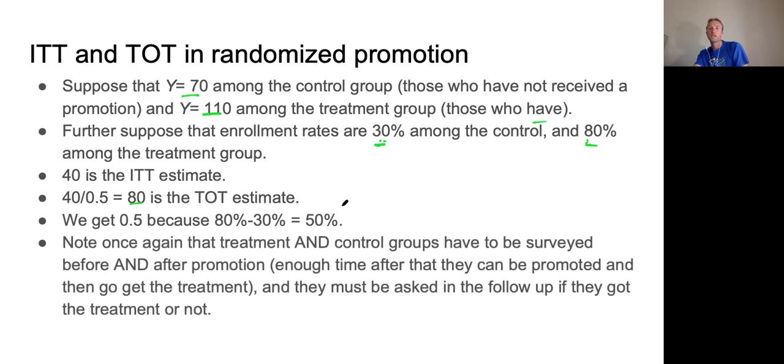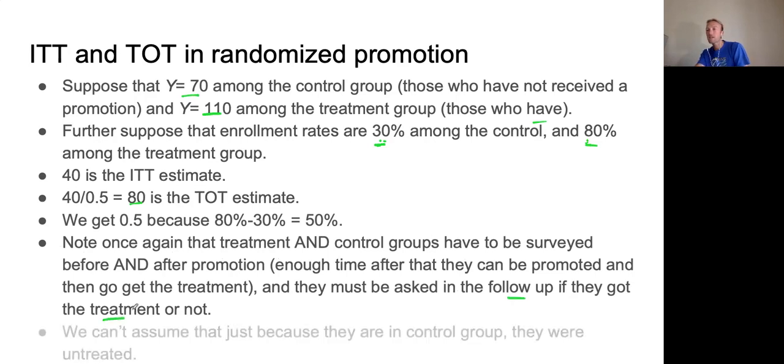So note that once again, the treatment and control groups have to be surveyed before and after promotion. Enough time has to pass so that they can be promoted and then go get the treatment. And they must be asked in the follow-up if they got the treatment or not. We cannot just assume that because they're in the control group, they were untreated. Okay, so remember we do the pre-survey or baseline to check the proper randomization, and we do the post-survey and we ask them what group they were in and if they got the treatment that we told them about. Okay, and so that kind of wraps up randomized control trials in general.